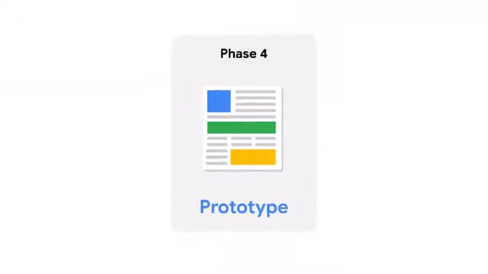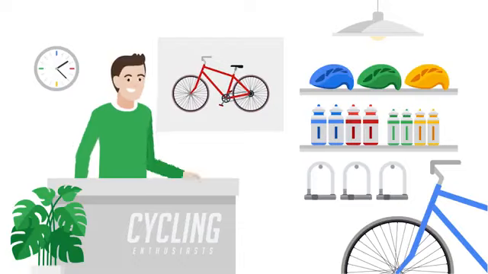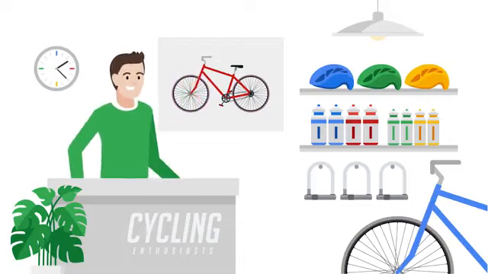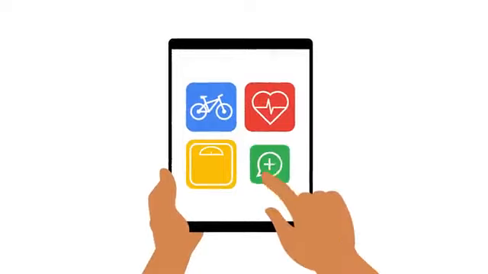The whole process is super hands-on. Creative collaboration is at the core of every phase. Let's explore how a team might conduct a design sprint. Imagine you're a UX designer for a company called Cycling Enthusiasts. Your latest app lets cyclists track their distance ridden and calories burned.